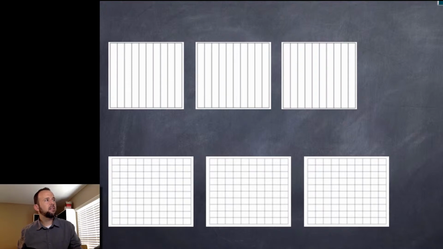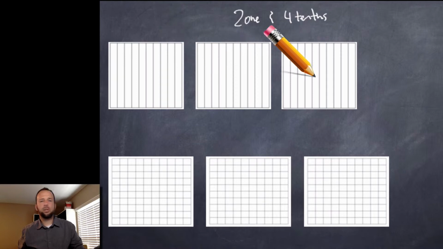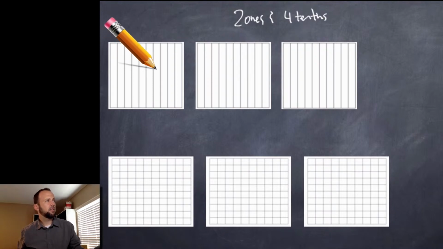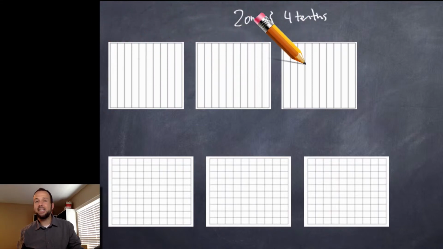All right, awesome. So let's say that I wanted to represent a number a couple different ways. I'm going to write 2 ones and 4 tenths. If I wanted to represent that number, I could use these place value charts to help me do that, right? So if I wanted to do 2 ones, let me grab a crayon here, we'll do some coloring in. Everybody likes to color. So if these are one whole, but they're broken into tenths, okay?